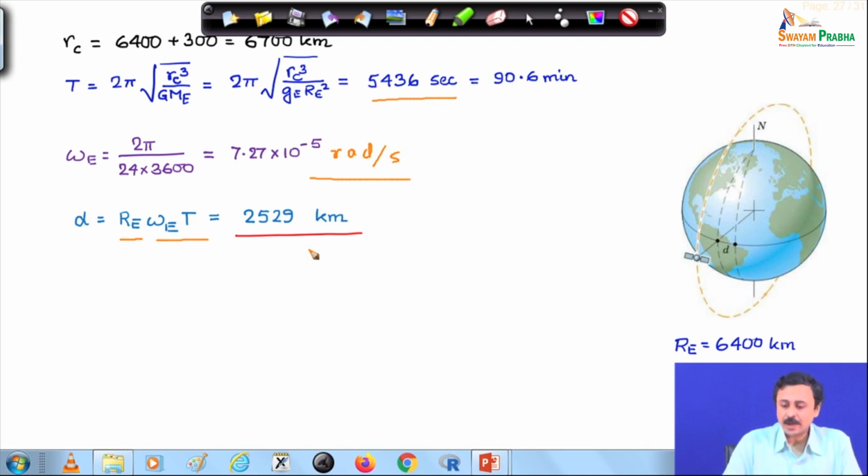towards the west. If you notice, the rotation of the earth is like this and the satellite is rotating like this. Therefore, once it comes back to the same point as shown here, the point would have shifted by 2529 kilometer. So, it is now initial point, this point, the new point is 2529 kilometers to the west of the first point.